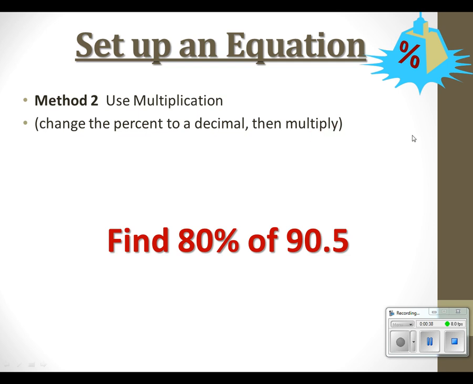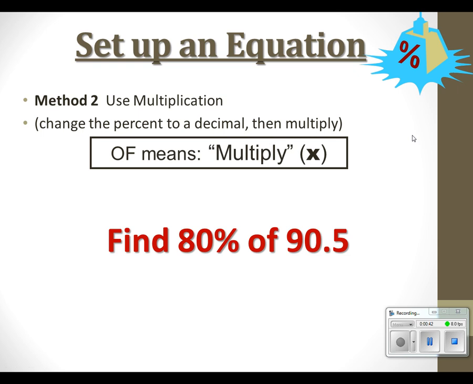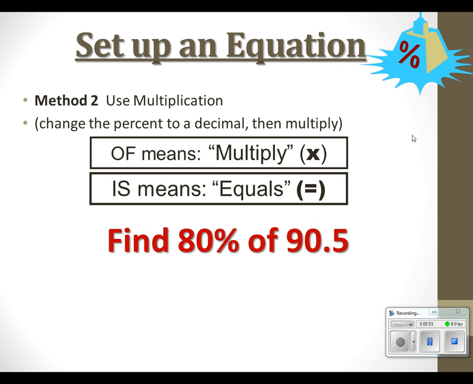Okay, so what you're going to do is just understand what some of the words mean. Of means multiply. We've actually talked about that quite a bit in daily warm-ups and everything like that. And the word is means equals. Okay, so here's our first problem. Find 80% of 90.5, 90 and 5/10.